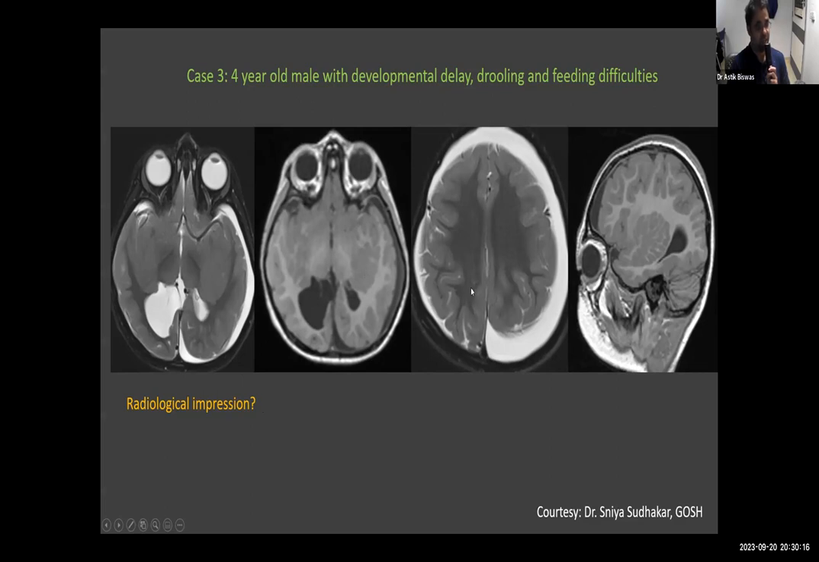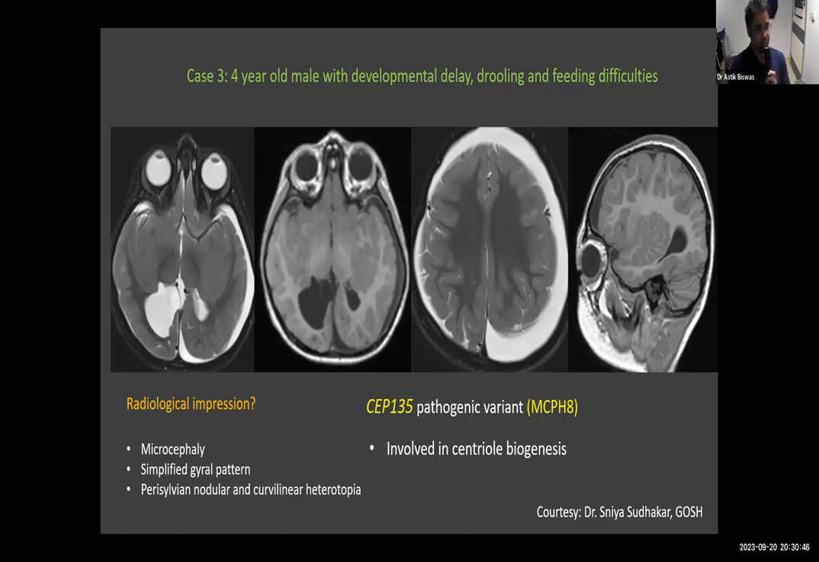The rest of the brain is also not normal. We see a simplified gyral pattern, and there is microcephaly. The sagittal image just nicely shows the appearance of this heterotopia. So the radiological impression is that there is microcephaly, a simplified gyral pattern with a very nodular and curvilinear kind of peculiar pattern of heterotopia. This particular case is quite striking. And whenever we see this perisylvian heterotopia, we must think of CEP135 and CENPJ pathogenic variants.